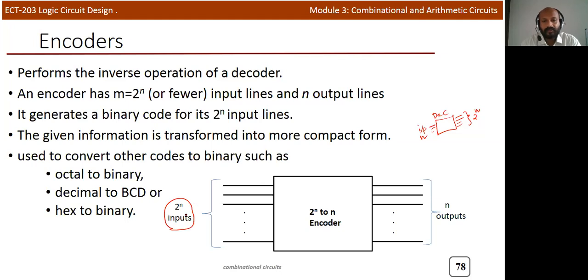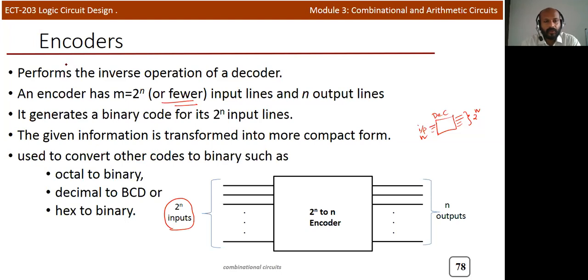Now we are discussing the encoder, and in the case of an encoder, 2 raised to n is the maximum possible input lines. It is not compulsory that every circuit should contain 2 raised to n input lines. It can be less than 2 raised to n also, so that's why it's written as fewer input lines, fewer than 2 raised to n. It generates a binary code for its 2 raised to n input lines. We'll see one example of how it will generate the binary output.